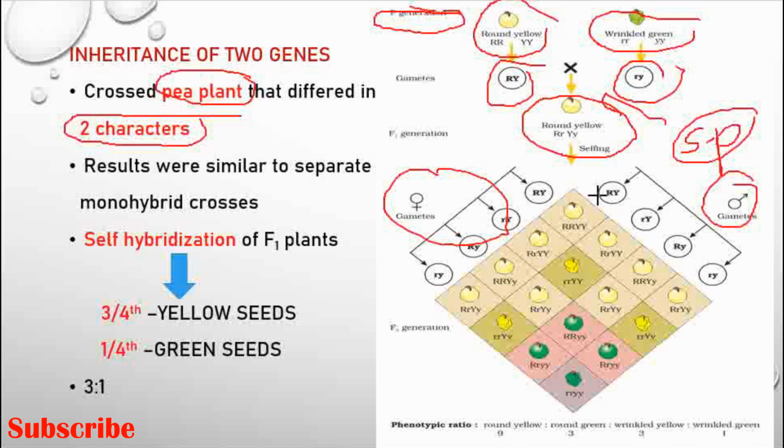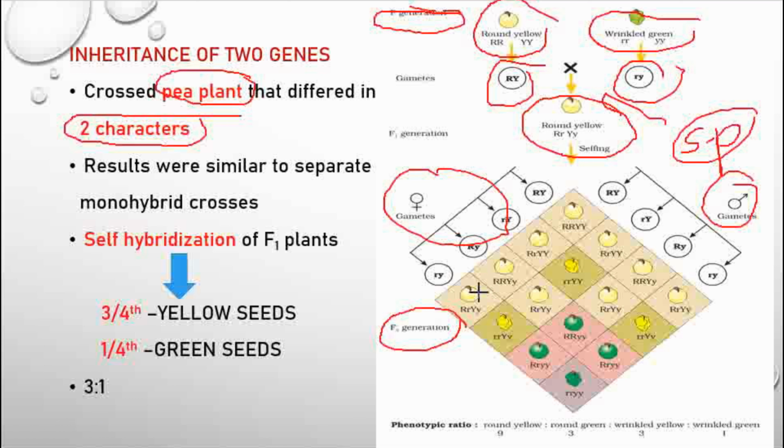See here, because there are two traits, capital R, small y, small r, capital Y, capital R, small y, and the recessive small r, small y. These are the gametes they have written on both sides, the male and the female gametes. So what are the offsprings we get in the F1 generation? They have written in the boxes. See, these are the offsprings or the progeny you can call them.